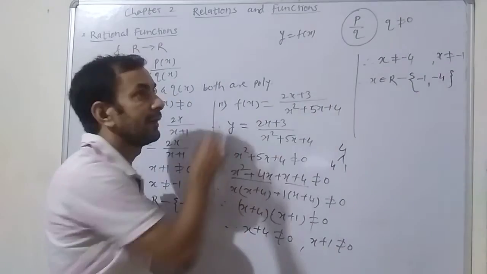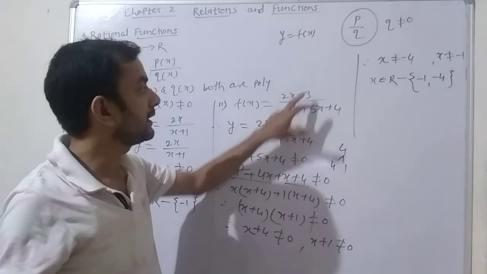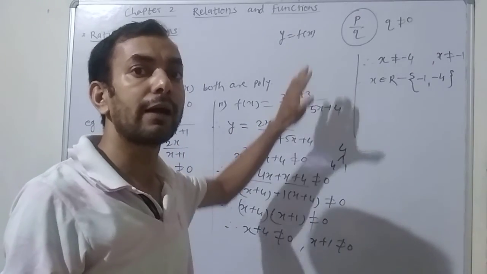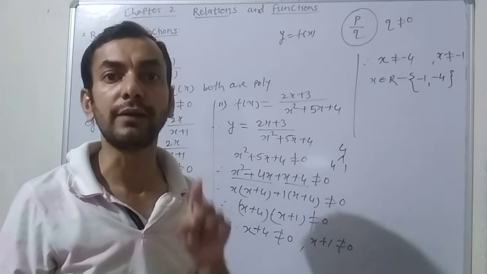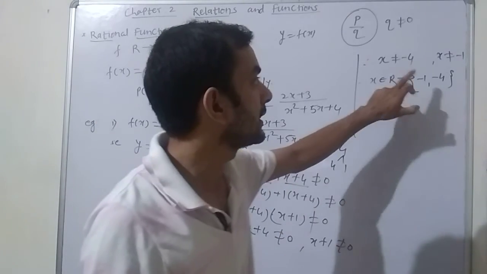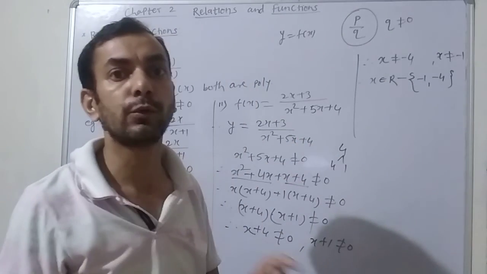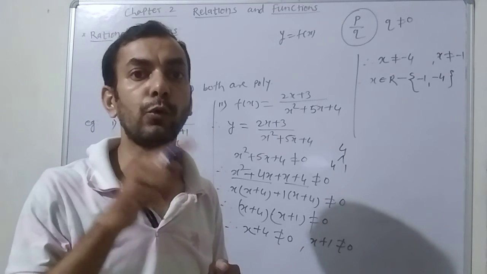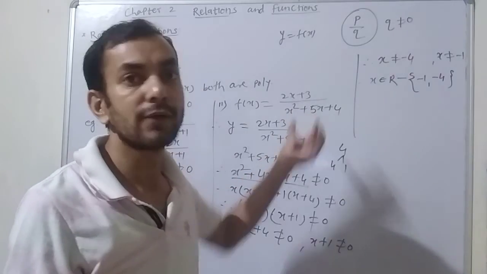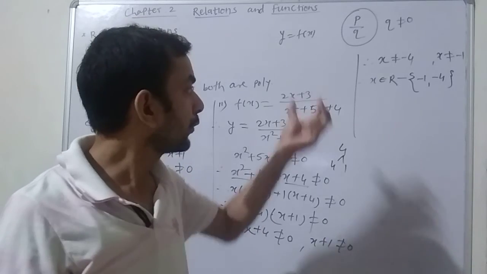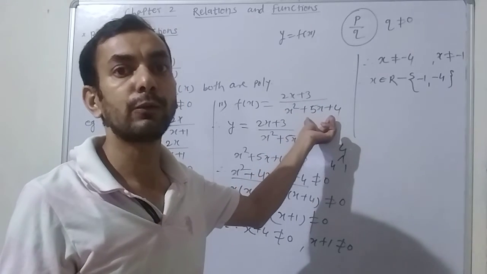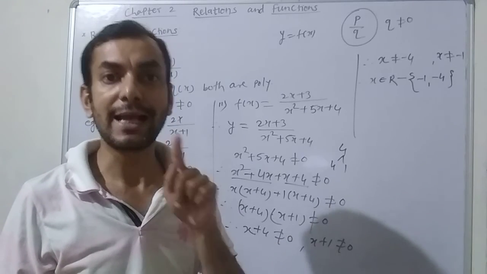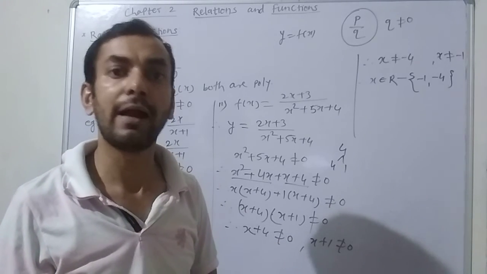So the function f of x equal to 2x plus 3 divided by x square plus 5x plus 4 has as its domain the set of all real numbers except the points x equal to minus 1 and x equal to minus 4, because on putting x as minus 1 and x as minus 4, the denominator's answer will be 0. Therefore the domain of that particular function is the set of all real numbers except minus 1 and minus 4.